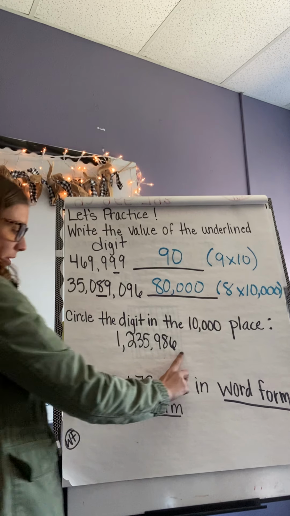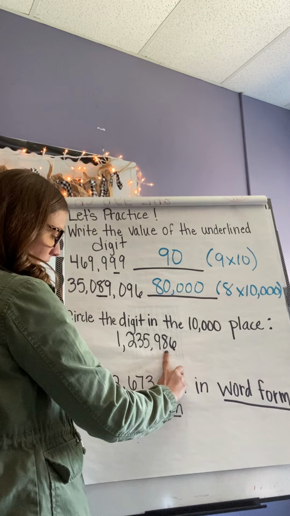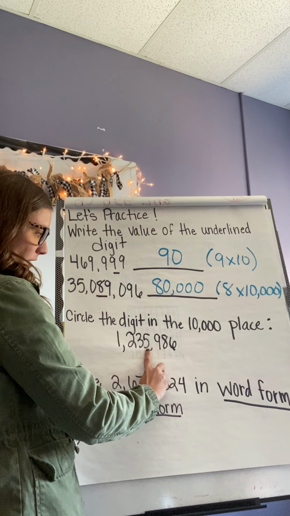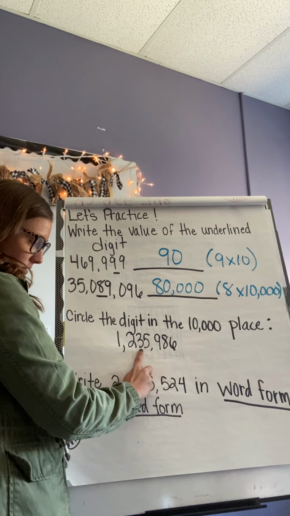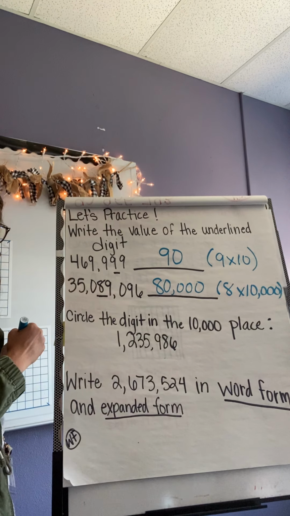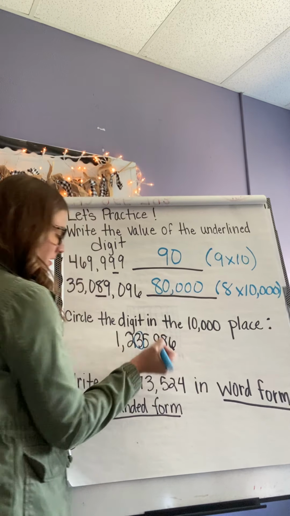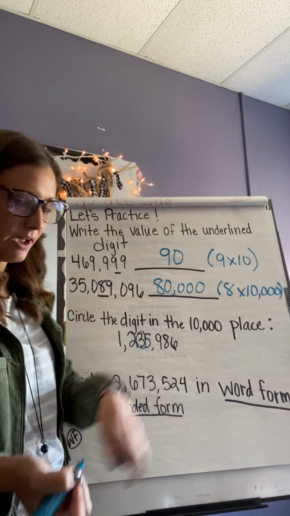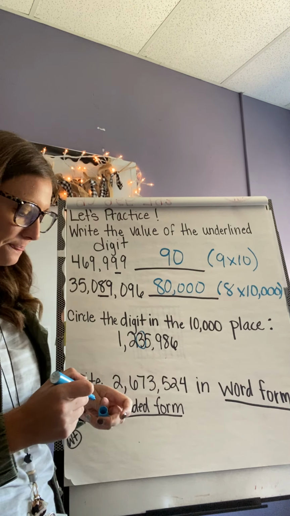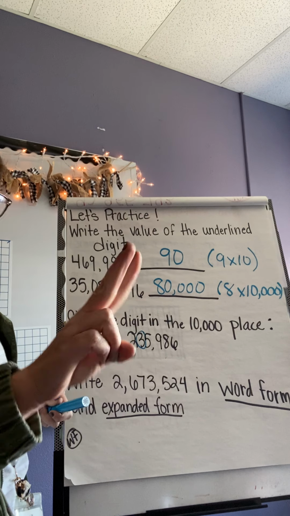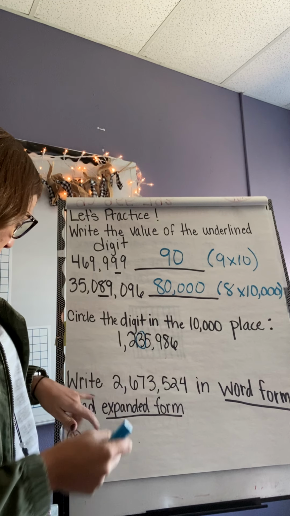So I'm going to start from right to left. Ones, tens, hundreds, 1,000, 10,000. Oh, that's the spot I wanted, right? So I know that the 3 is in the 10,000s place. Excellent job. All right, 2 more questions that we're going to practice.